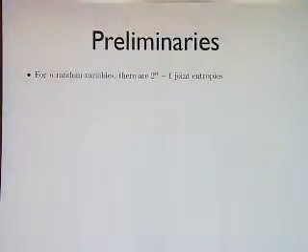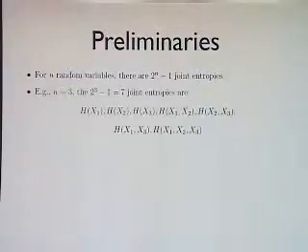Now, for n random variables, there are 2 to the power n minus 1 joint entropies. For example, when n is equal to 3, we have 7 joint entropies, and they are the entropy of x1, x2, x3 individually, the joint entropy of x1 and x2, x2 and x3, x1 and x3, and then the joint entropy of x1, x2, and x3.